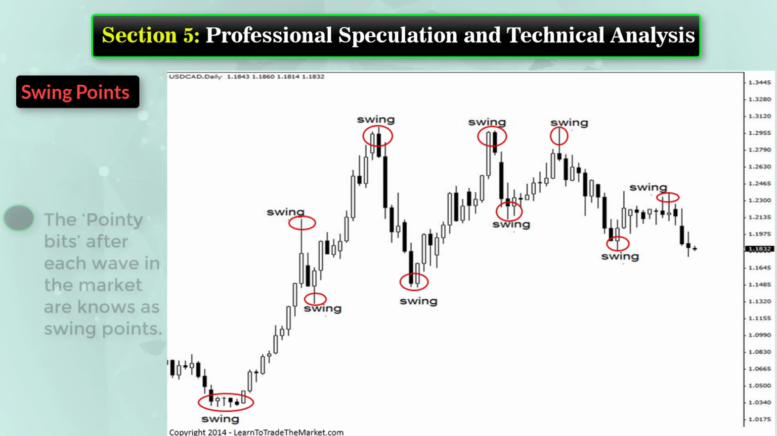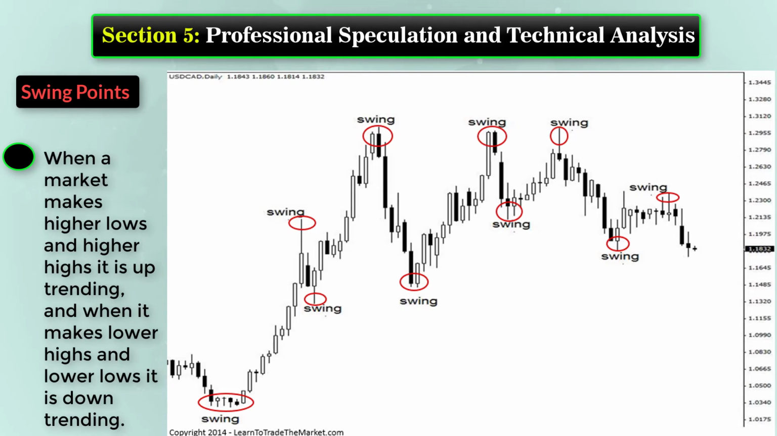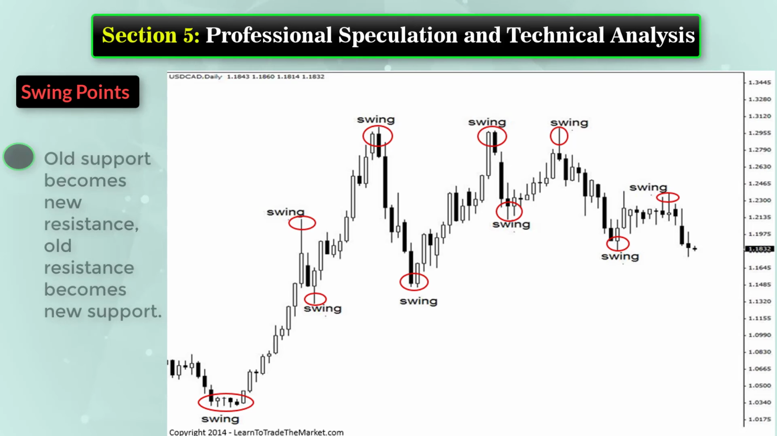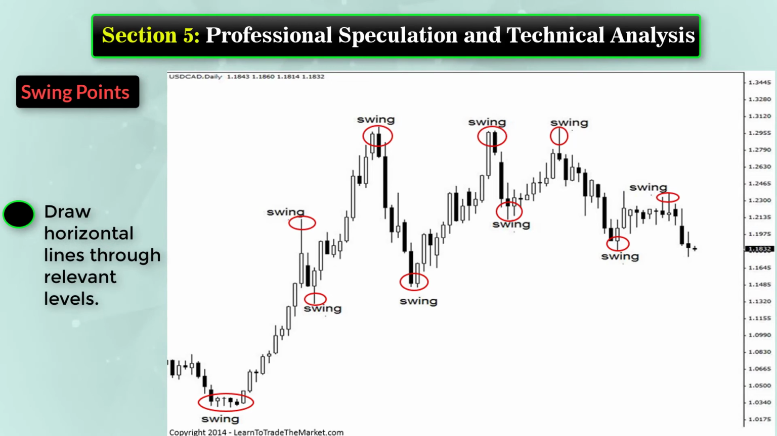Swing points. The pointy bits after each wave in the market are known as swing points. When a market makes higher lows and higher highs, it is uptrending, and when it makes lower highs and lower lows, it is downtrending. Old support becomes new resistance, old resistance becomes new support. Draw horizontal lines through relevant levels.